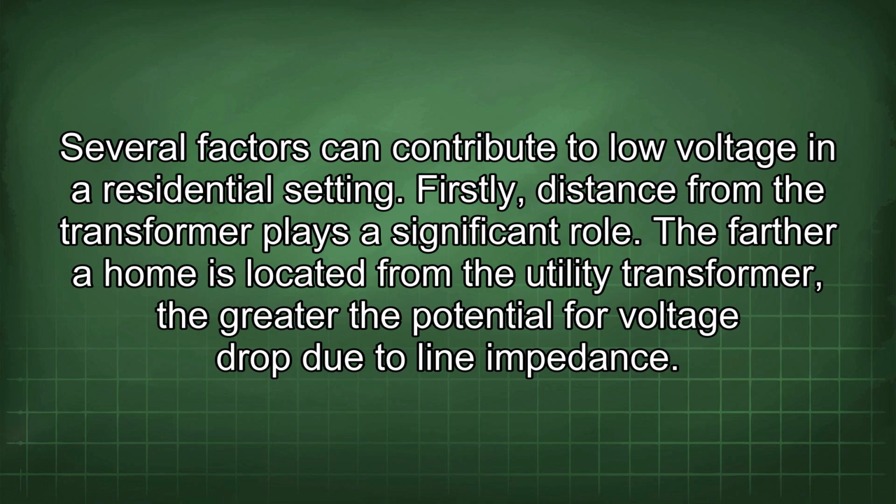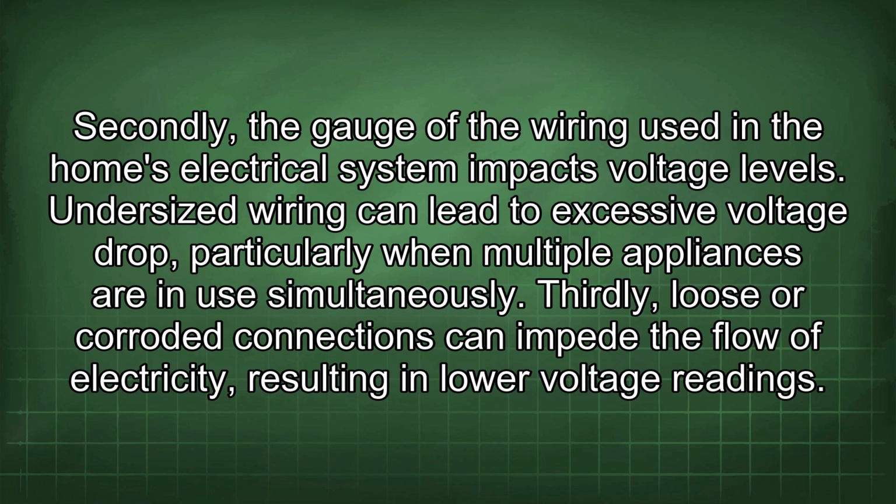Several factors can contribute to low voltage in a residential setting. Firstly, distance from the transformer plays a significant role. The farther a home is located from the utility transformer, the greater the potential for voltage drop due to line impedance. Secondly, the gauge of the wiring used in the home's electrical system impacts voltage levels. Undersized wiring can lead to excessive voltage drop, particularly when multiple appliances are in use simultaneously.